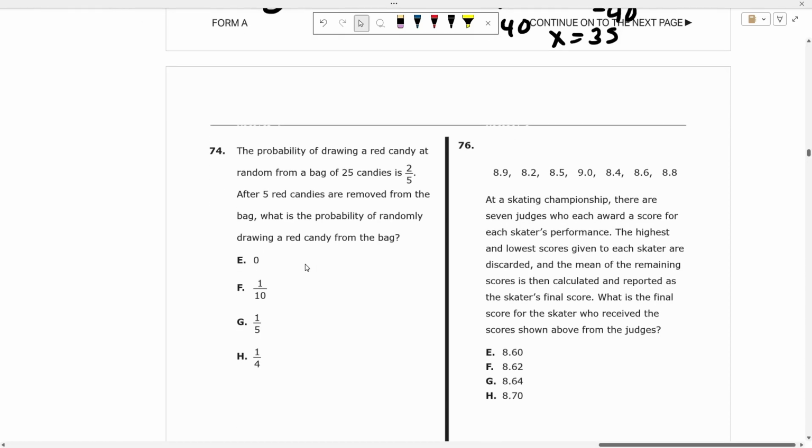Number 74 says the probability of drawing a red candy at random from a bag of 25 candies is 2/5. After 5 red candies are removed from the bag, what is the probability of randomly drawing a red candy from the bag? So what is probability? Probability is what you want, or more specifically, what you want to happen, divided by everything that could happen.